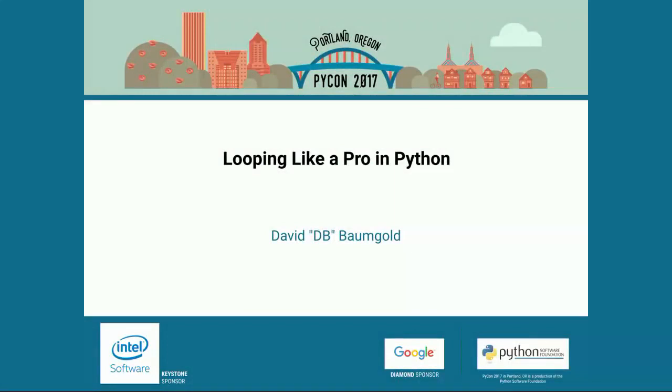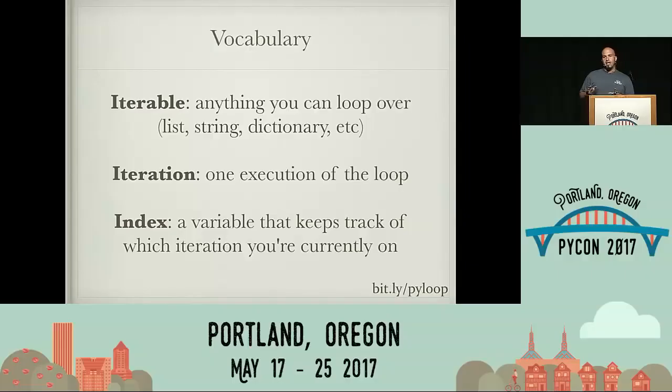So we also need to get into a little bit more vocabulary so we all know what we're talking about. In Python, an iterable is anything that you can loop over. So that might be a list of objects, that might be a string where you're looping over the letters in the string one at a time. Could be a dictionary, could be a set, could be a database query, anything where you do one operation at a time. An iteration is one execution of that loop. So in the string Python, P is an iteration, y is another iteration, and so on. An index is a variable that you use to keep track of which iteration you're currently on. And we're going to come back to that a lot later.